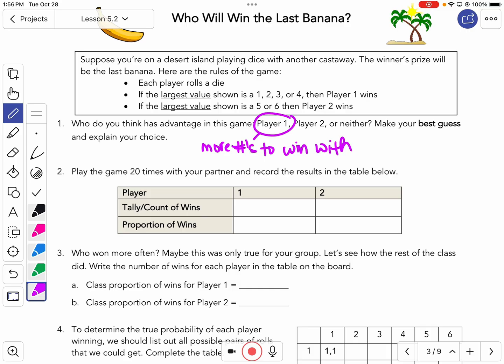Okay, so now do it again. 1, 2, 3, go. All right. 2 is the highest number, so player 1 wins again. Okay, player 1 wins for a 1, 2, 3, or 4. Player 2 wins for a 5 or 6. If you tie, so you both have the same number, it goes to the player who would get that number, which would be player 1.